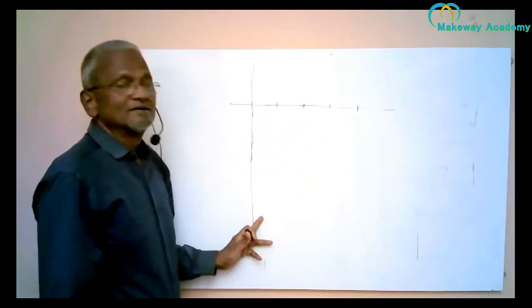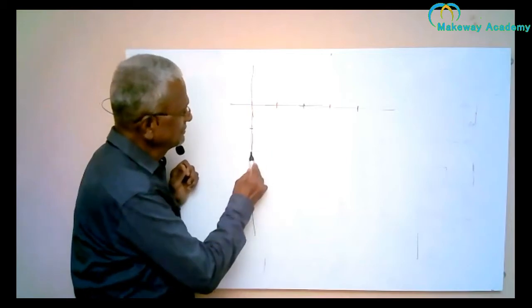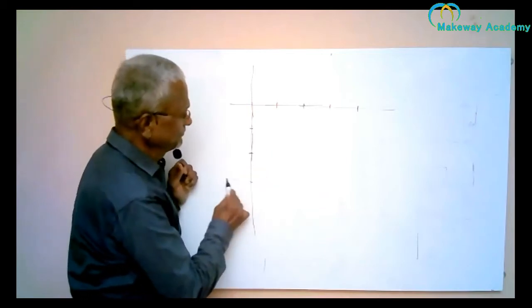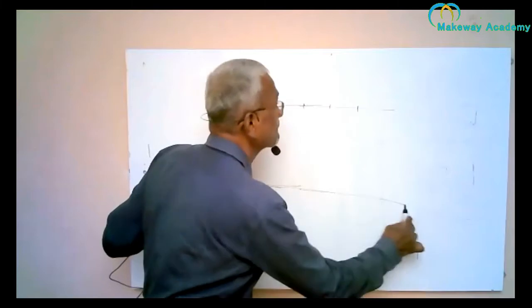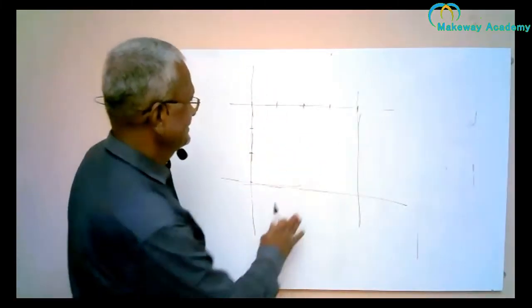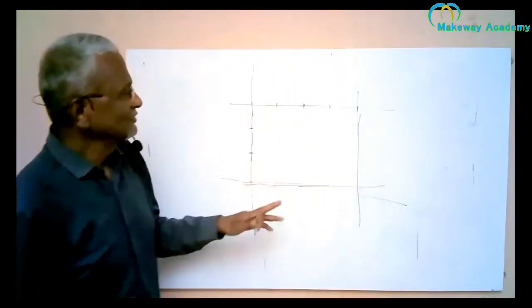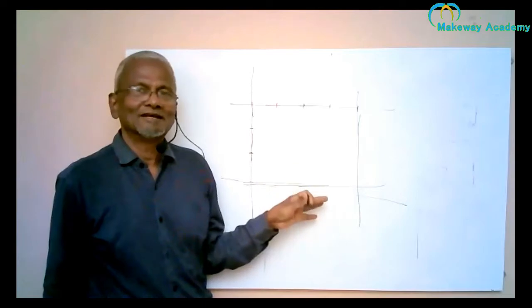So what is the width? 300 mm. So this is 1, 2, 3. So this is the top plate, 400 by 300. Don't worry about the haziness of the line.